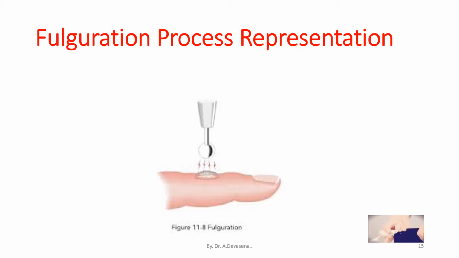Here, the fulguration process is being done with the help of the ball electrode. Through the ball electrode, an electric arc is applied. Here, the electrode is kept away from the tissue. There is no contact between the surface of the tissue as well as the electrode. This is represented here.